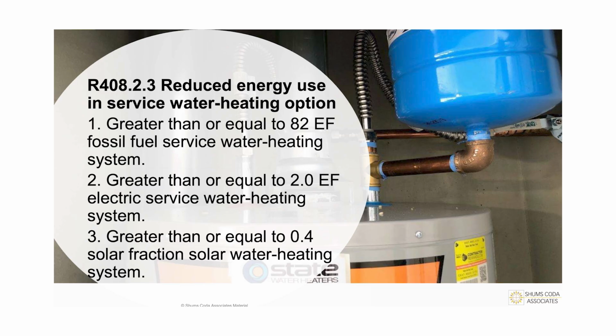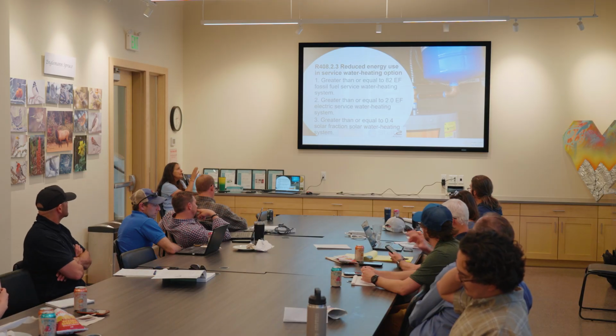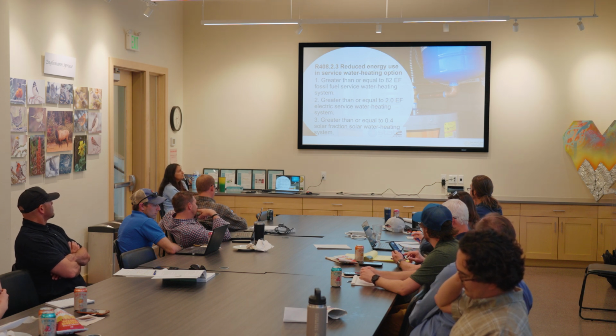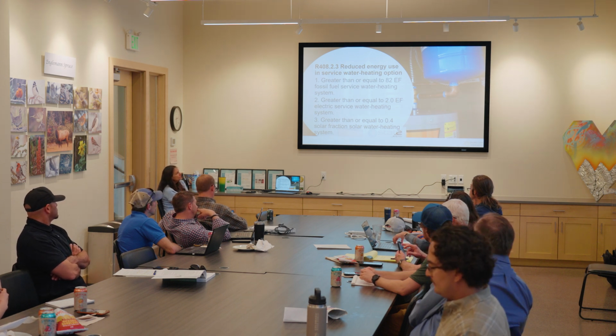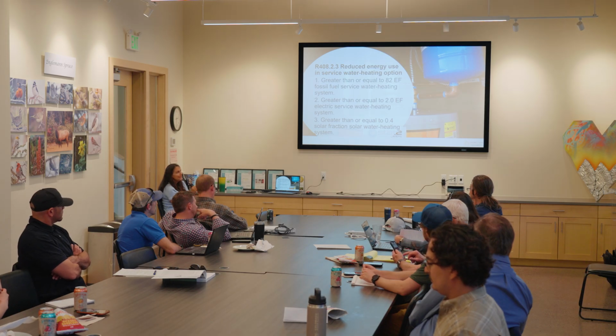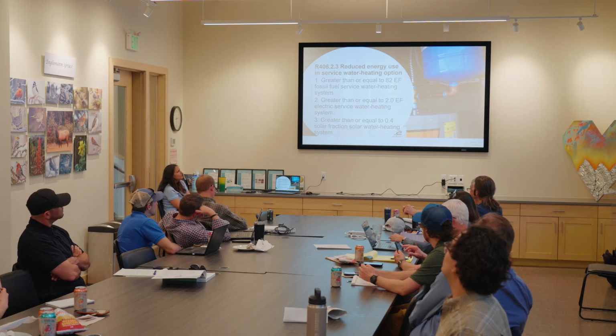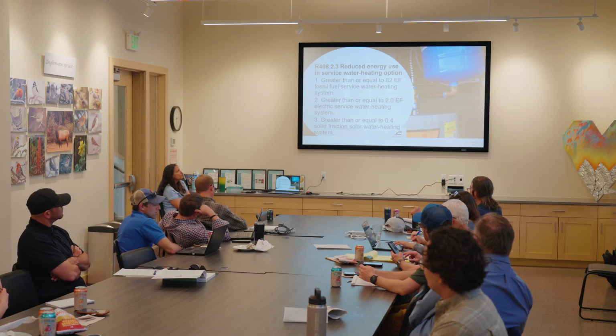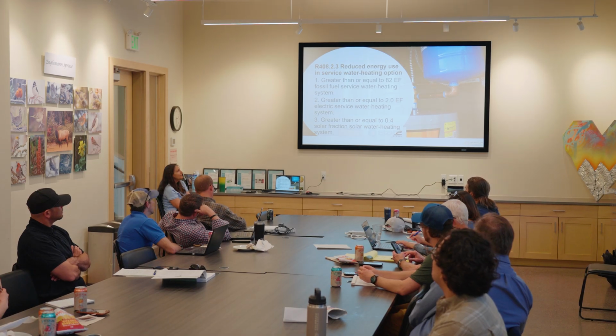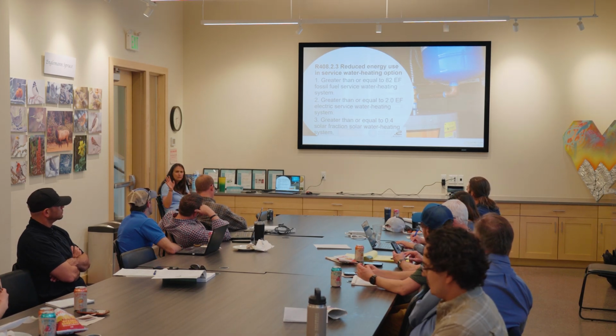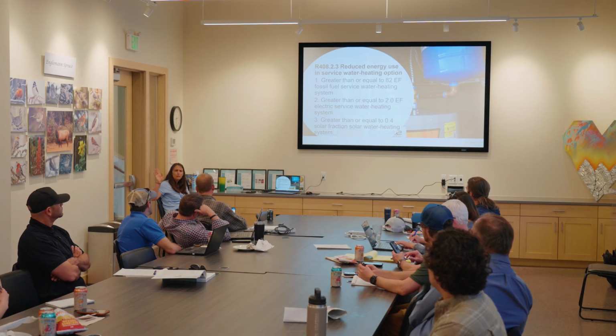So this one talks specifically to the water heater. So what you're going to do is ensure that the efficiencies of the water heater, dependent on the type of water heating system you're going to utilize, meets this particular criteria. So fossil fuel, it's 82 EF. I know that should be UEF. If it's electric, it's 2. If it happens to be solar water heating, then you're going to have a solar fraction that's at least a 0.4.